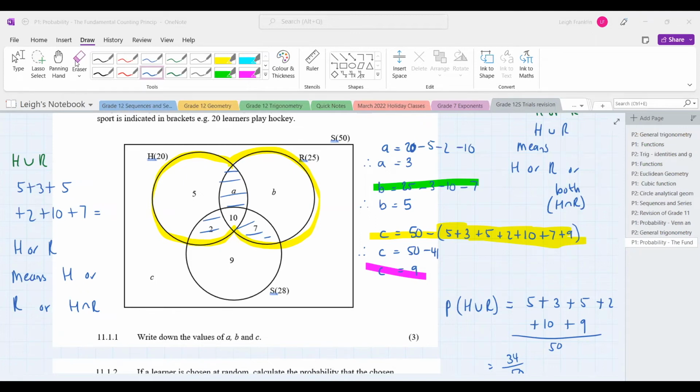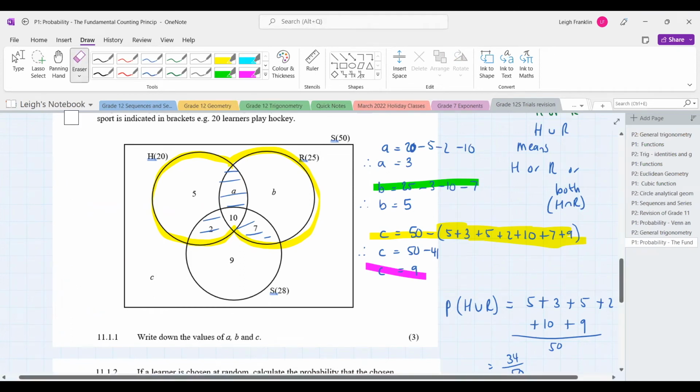All right. So it's very important that we understand what these words mean, because if they ask you to calculate these things and you don't understand what they're asking you to do, then you're not going to be able to answer the questions. So that's what the word or means.